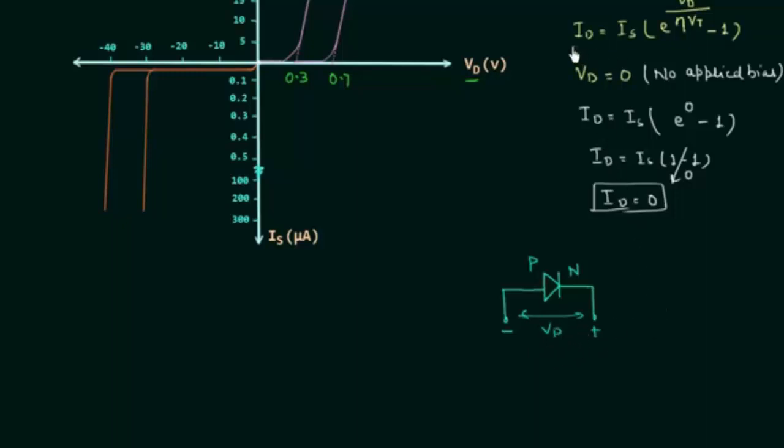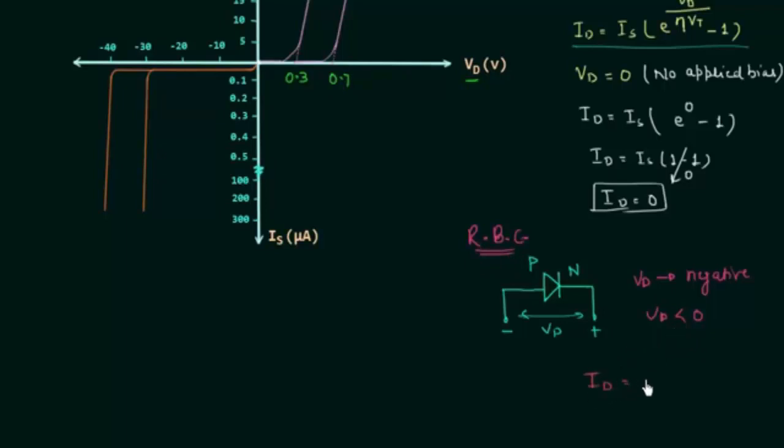So we will use this equation, ID is equal to IS in bracket e raised to power VD by eta VT minus 1. I will use this, and in this case we have VD negative, or we can say that VD is less than 0. So this is what we have in case of reverse bias condition. This is for reverse bias condition, and if we make VD negative, then let's see what we have.